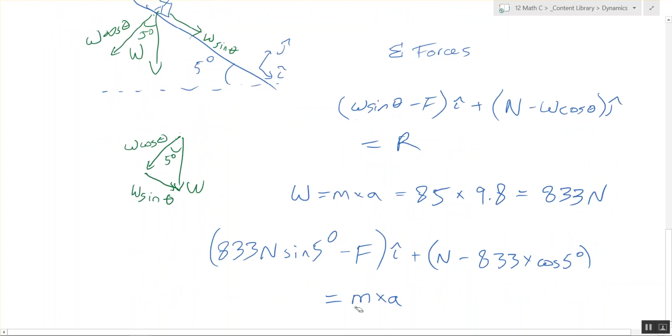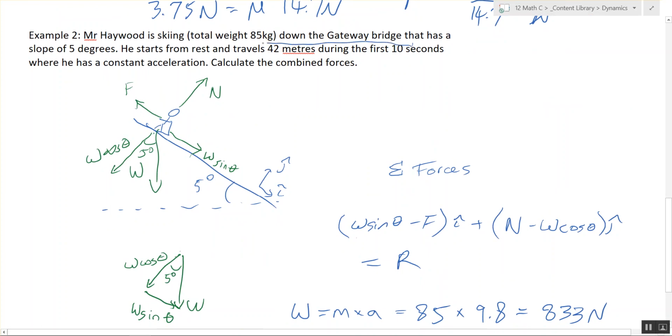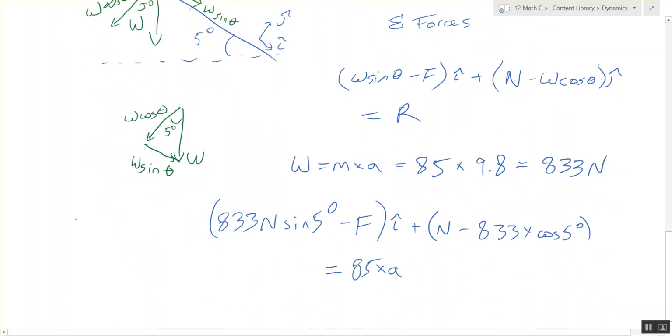Well, let's try subbing in everything. So we know the mass is 85. Where do we get the acceleration for R from? Can you calculate it from the velocity? Differentiate. So we have 42 meters during the first 10 seconds. It says in the question the acceleration is constant. Integrate: v equals at plus c. He starts at rest, so c equals 0. When t equals 0, v equals 0.